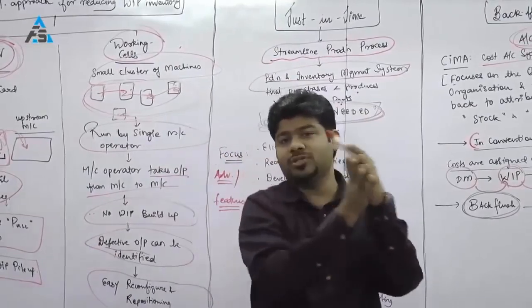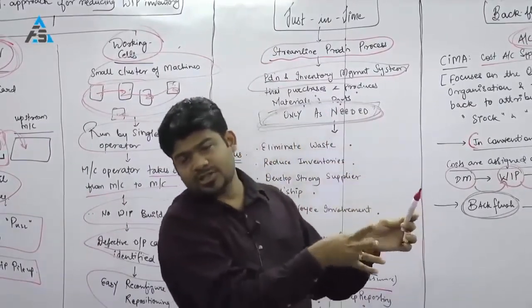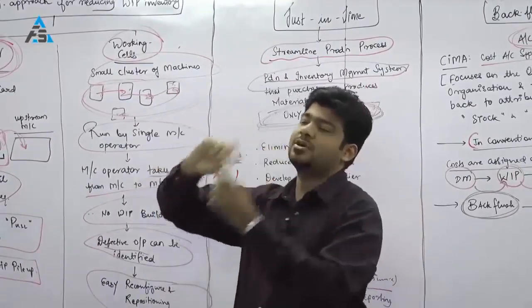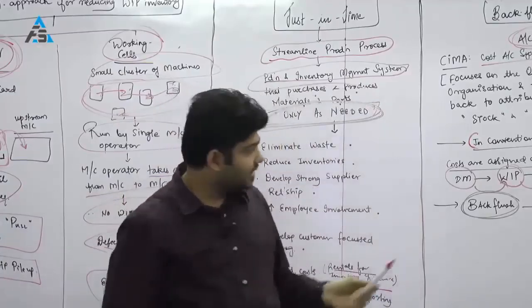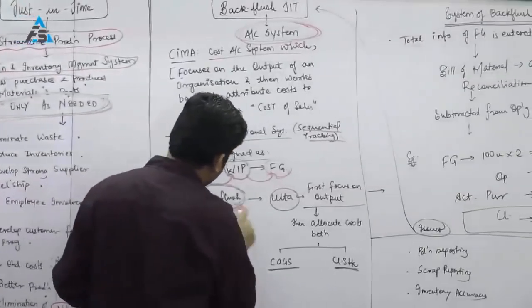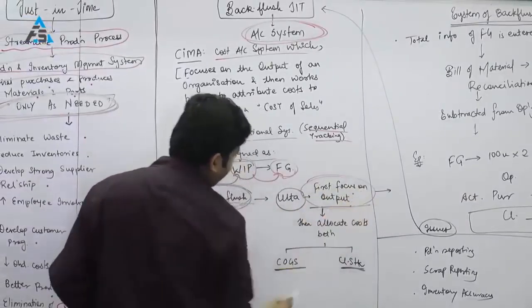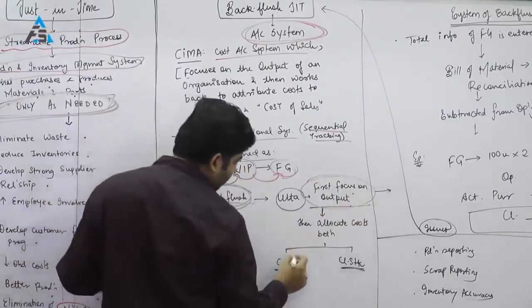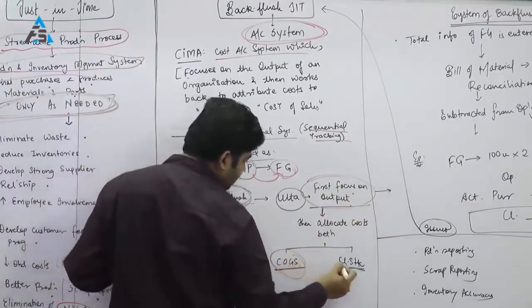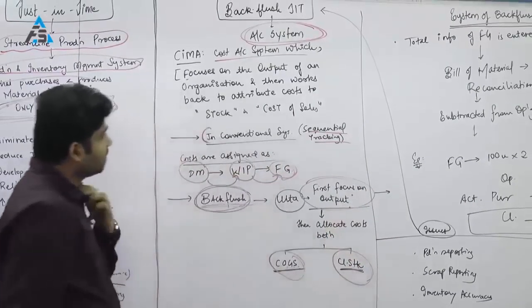and then देखो कि भाई कितना क्लोजिंग स्टॉक बचा है, उतना क्लोजिंग स्टॉक को कॉस्ट चार्ज करो और बाकी का जो सेल हो गया है उतना कॉस्ट ऑफ सेल्स को चार्ज कर दो. So that is what fundamentally backflush works on. सो उल्टा है वो, as I said, first focus on output, then allocate cost between COGS and closing stock. So that's how the system works.